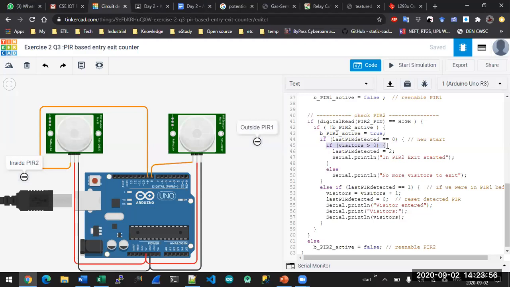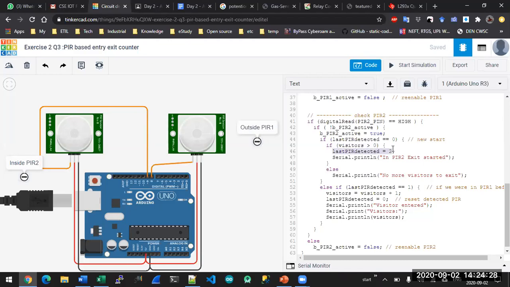So only in that condition will we start the exit condition. If we do not check that visitors is greater than 0, then what will happen if there is some false detection in the sensor for any reason? The count will be reduced from 0 to -1 and -2 like this. So this condition will prevent false detection by the PIR sensors. Okay, so we have now started the exit condition.